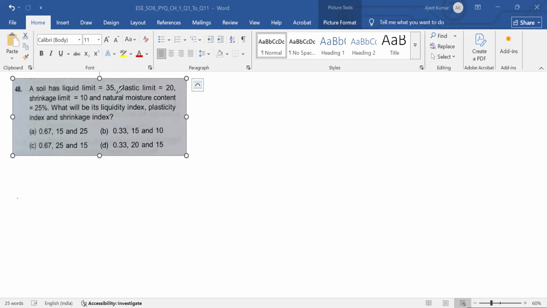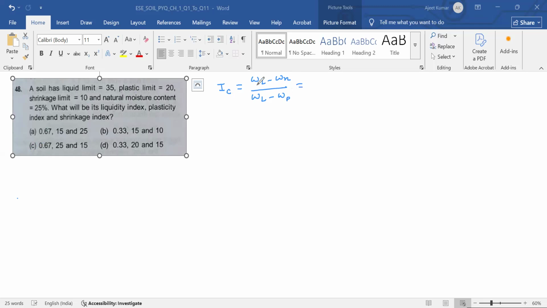A soil has liquid limit 35, plastic limit 20, shrinkage limit 10, and natural moisture content 25. What will be its liquidity index, plasticity index, and shrinkage index? So first I'm going to determine the consistency index, and you know that the sum of consistency index and liquidity index is 1. Okay, so IC is WL minus WN divided by WL minus WP.